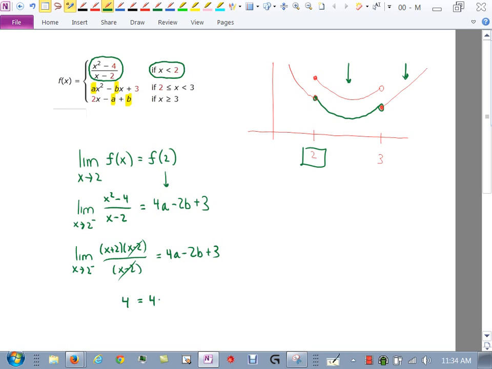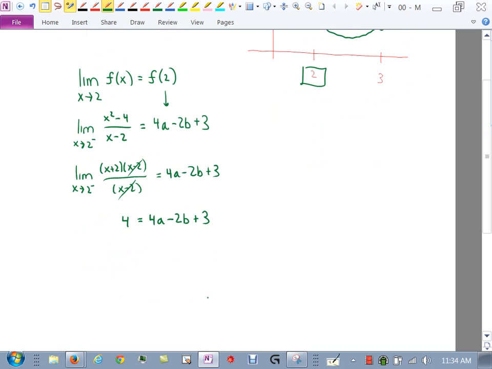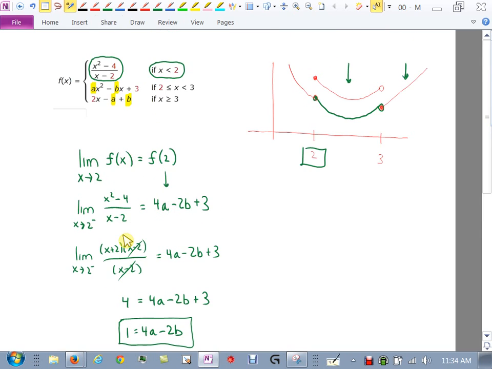So 4 must equal 4a minus 2b plus 3. And we can subtract 3 from both sides. 1 is equal to 4a minus 2b. So we have our first equation, and it has 2 variables in it, so I can't solve it. But what we're going to do now is go look at what happens at 3.